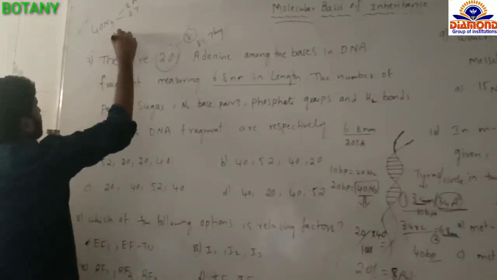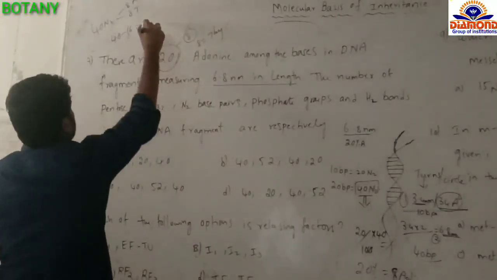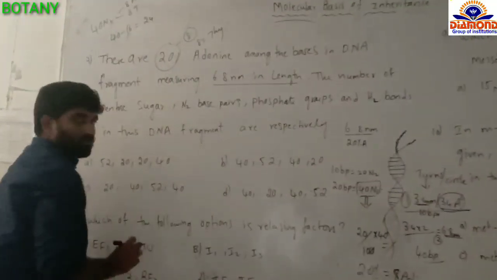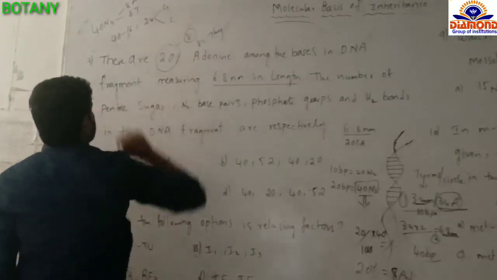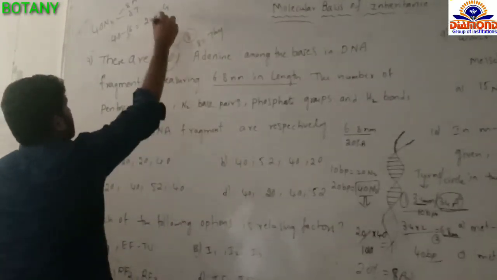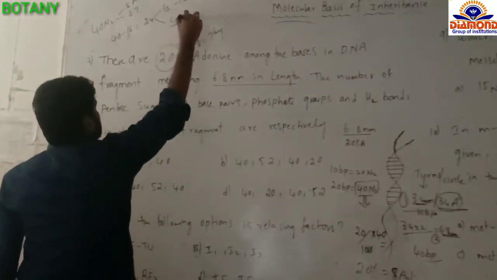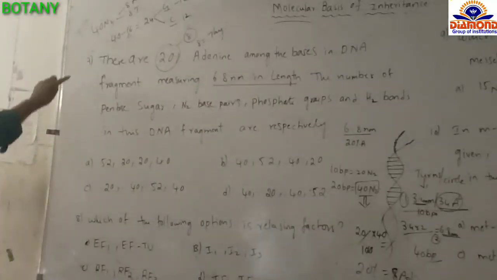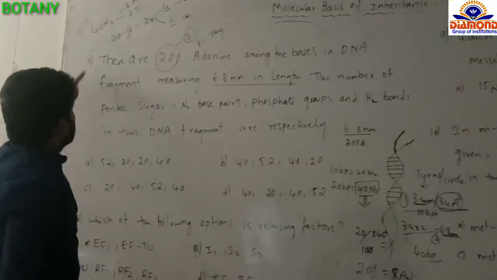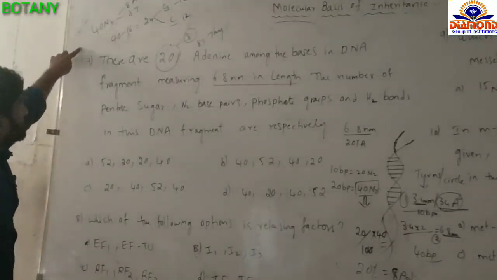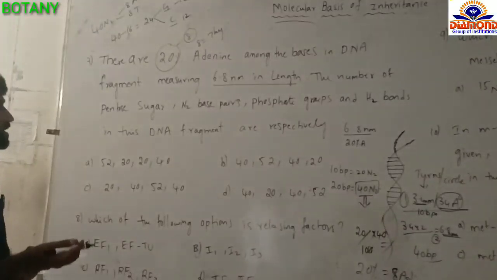So 40 minus 16 will be 24. This 24 belongs to guanine and cytosine. So guanine and cytosine each contain 12 and 12. So now the total number of nitrogen bases is 40, which corresponds to the 6.8 nanometer length of the DNA.